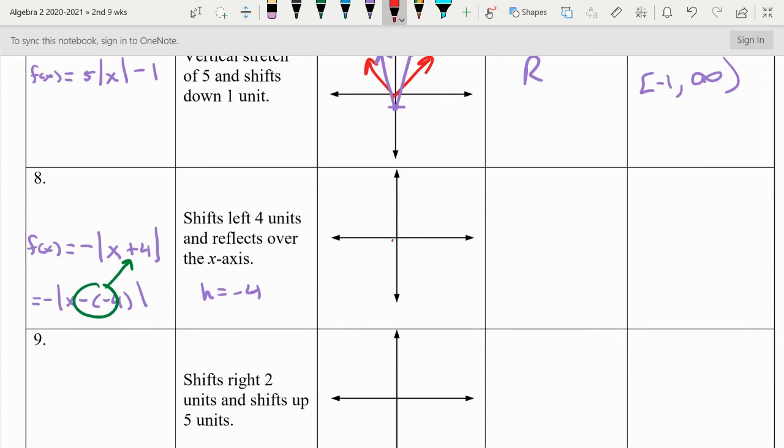Okay, so let's put our reference function. We're going to reflect downward and it's going to move left 4. So 1, 2, 3, 4, vertex and downward. All our numbers for the domain, left and right, but up and down, the range starts from negative infinity all the way up to 0, bracket.